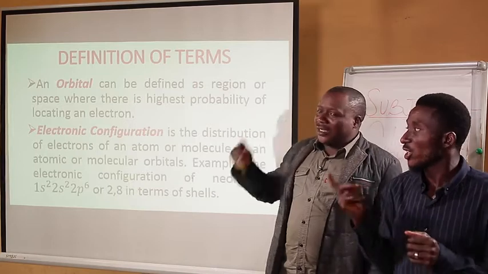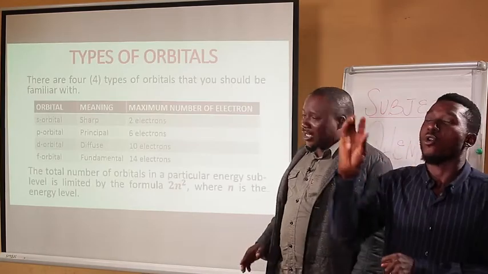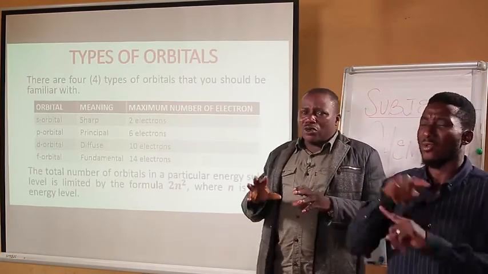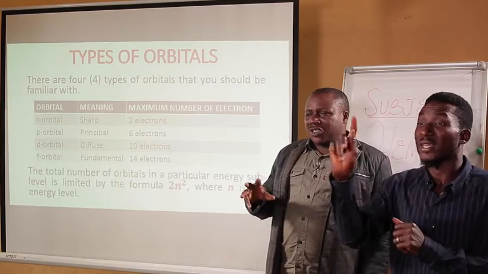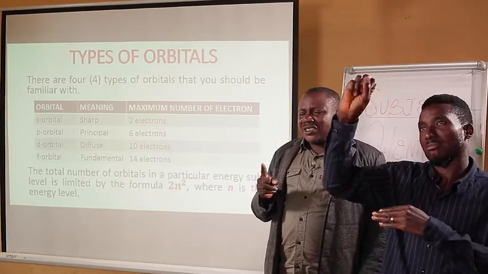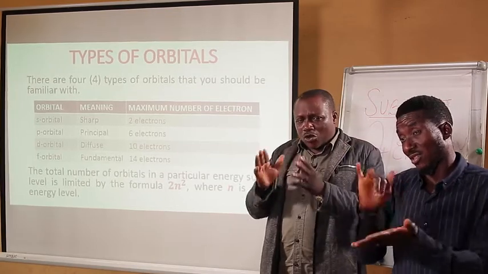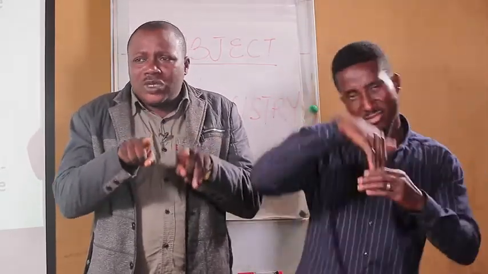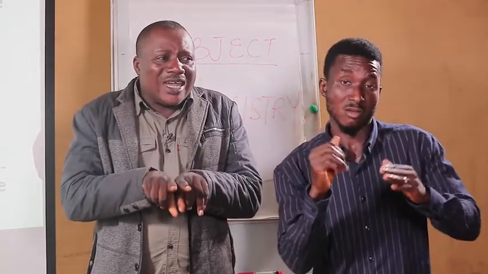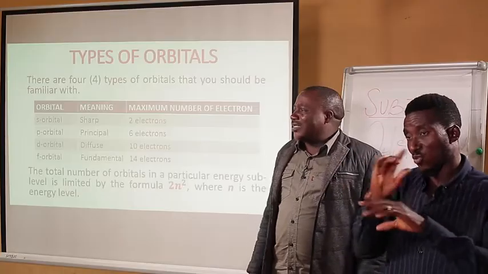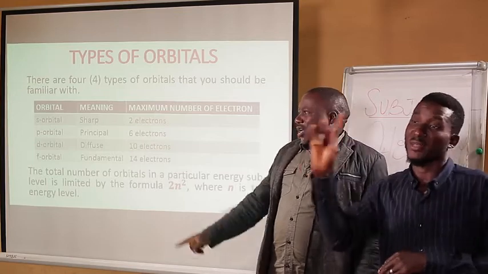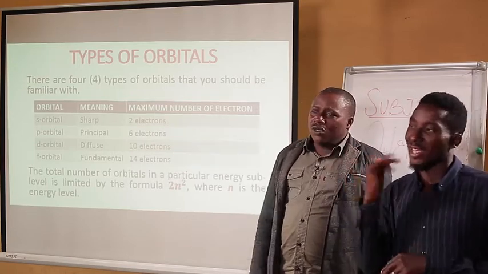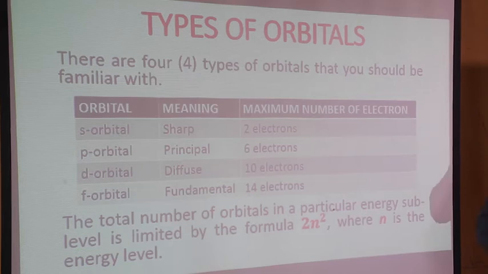Here we go. Let us look at the types of orbitals that we have. Whenever we're talking about an orbital, we're talking about the subshells. It is more or less like you have a room, and inside that room there are other rooms. Those other rooms, we describe them in chemistry as orbitals. These orbitals are 4 in number. We have them, as you can see from the table: the s orbital, the p orbital, the d orbital, and the f orbital.